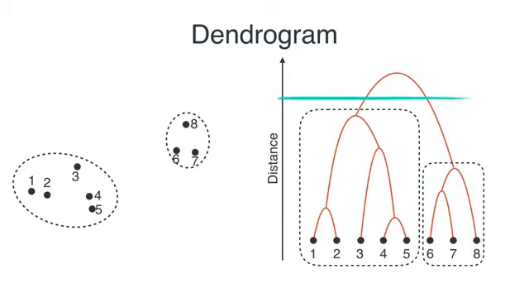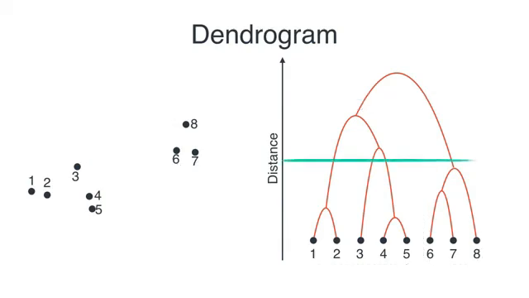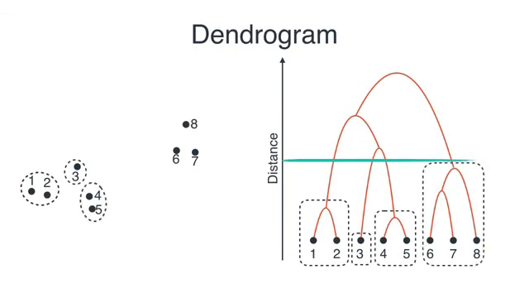Let's say that we want to obtain 4 clusters. So we cut at this distance over here, which gives us 4 clusters. The cluster formed by 1 and 2, the one formed by 3 by itself, the one formed by 4 and 5, and the one formed by 6, 7, and 8.